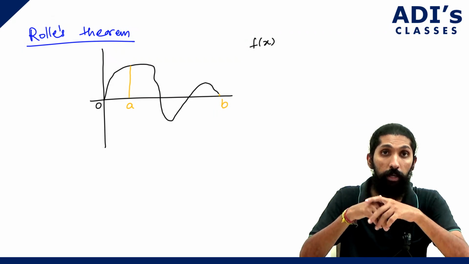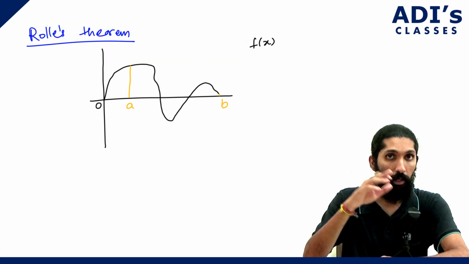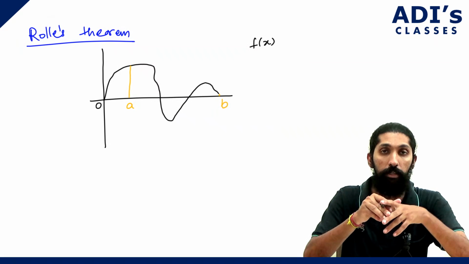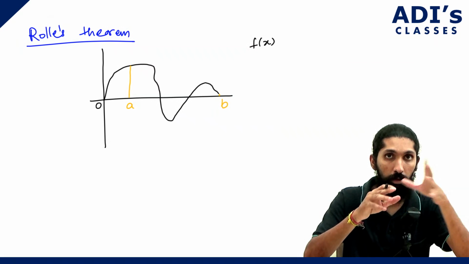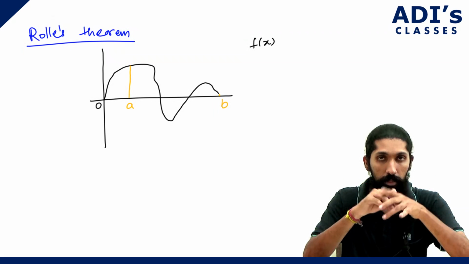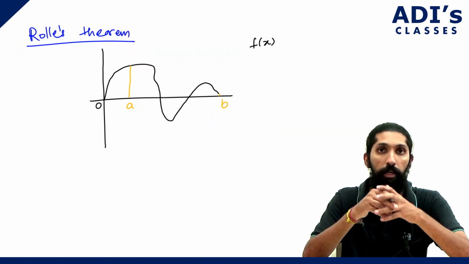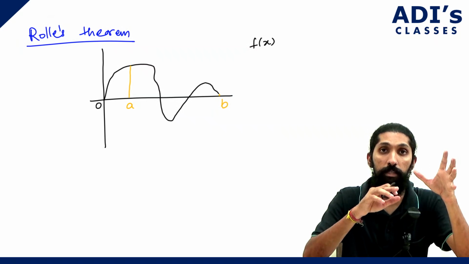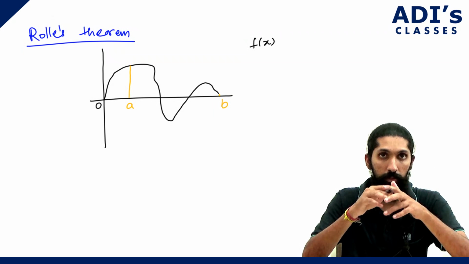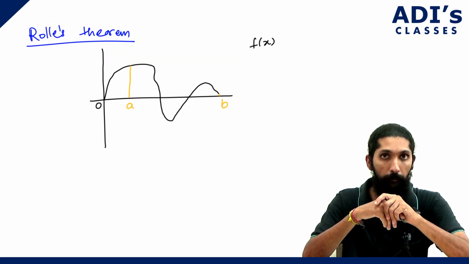You have a function f, correct? So f is from [A, B] to R, and it is in such a way that it is continuous in [A, B] and it is differentiable in (A, B). You are seeing this definition, correct? Once it is differentiable, there exists a point C such that f dash of C is 0. And C is between A and B, isn't it?